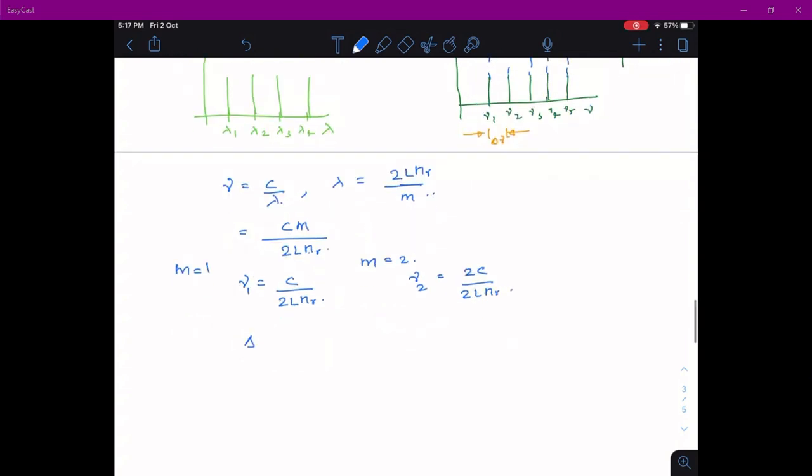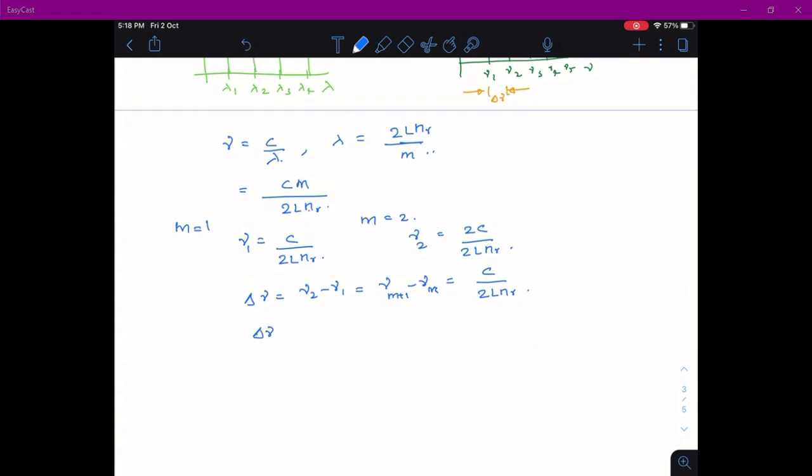So delta nu for any adjacent mode, you can say nu 2 minus nu 1, or any nu m plus 1 minus nu m is equal to C by 2L nr. So the adjacent mode will have a frequency separation of C by 2L nr.